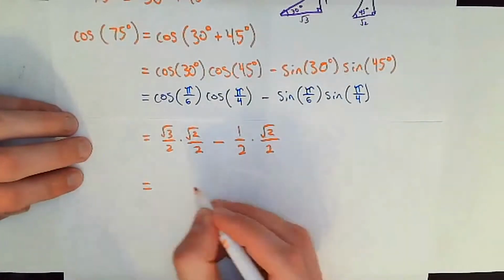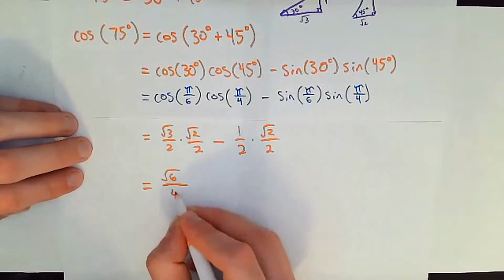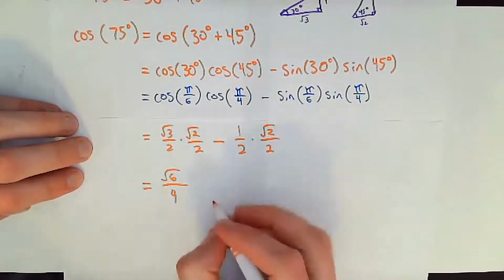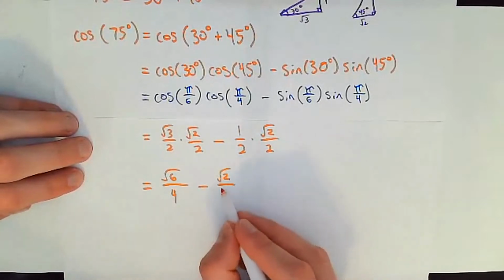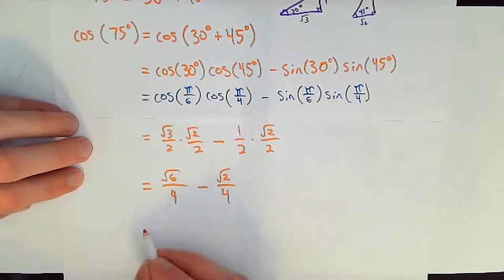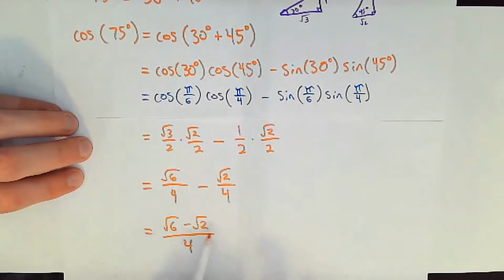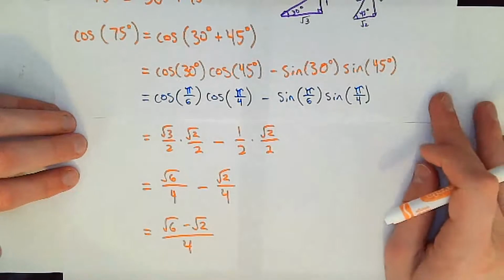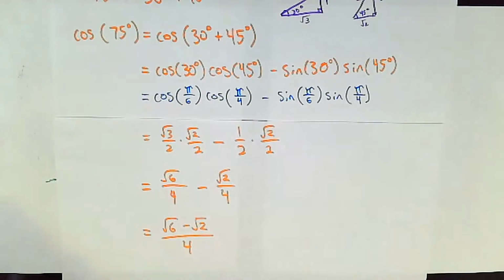Okay, now I just need to clean this up. Square root of 3 times square root of 2 is square root of 6, and then over 4, right? 2 times 2 in the bottom. On the right-hand term, I have square root of 2 over 4. Then finally, I'm getting square root of 6 minus square root of 2, all over 4. And that's as far as I can go, right? I cannot subtract these because they're not like terms. Well, yeah, that's one way to say it, but that's fine. And this is as far as we can go.